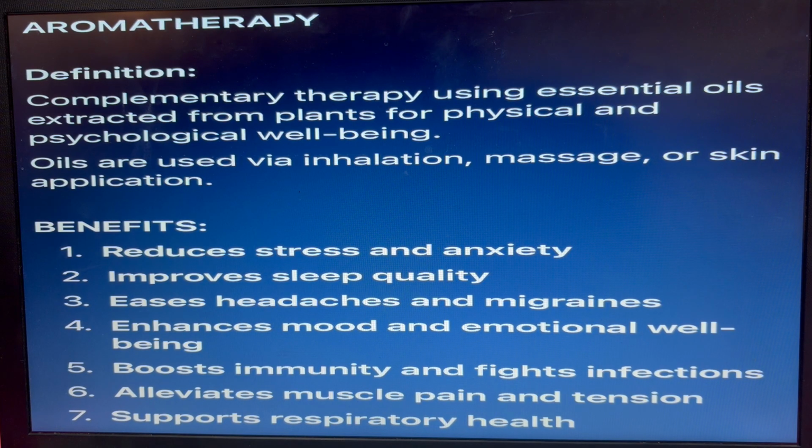aromatherapy. Aromatherapy uses natural plant oils like lavender for relaxation, peppermint for nausea, etc. In hospitals, it is used in massage therapy or diffusers. It helps patients feel calm before surgery and improves sleep. As nurses, we must check for allergy before using essential oils and never apply undiluted oils directly on the skin.